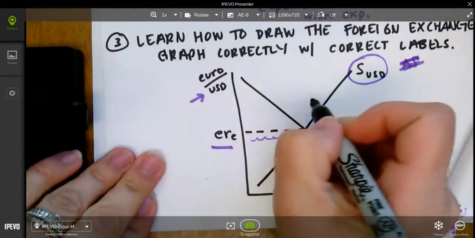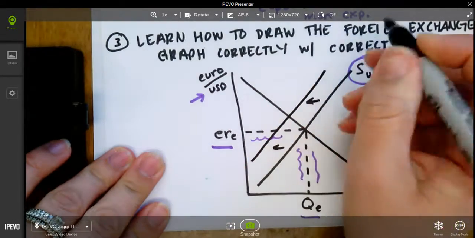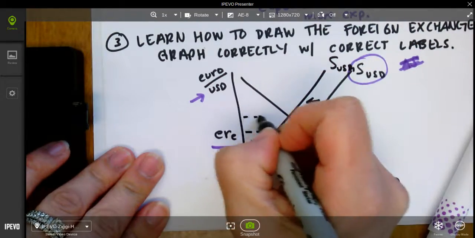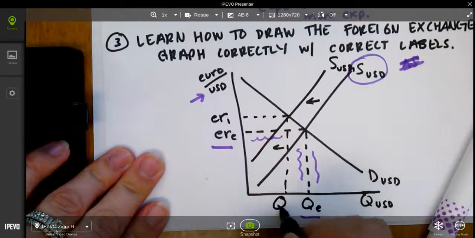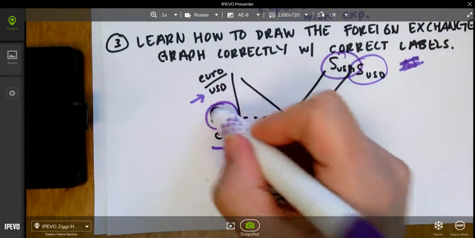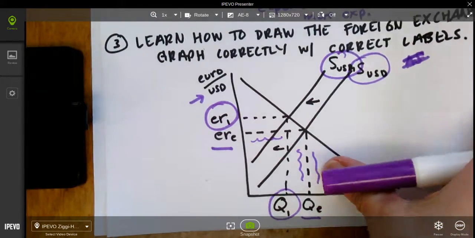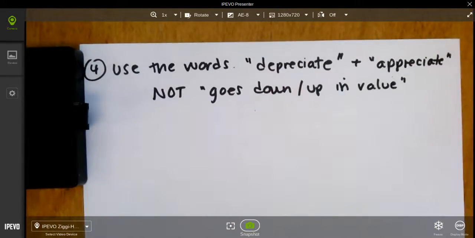So if the supply of a currency shifted to the left, shift it. Make sure you put this new label for the new supply line. Put your new dotted line. Put your new exchange rate. Put your new quantity. Many of you are missing the new labels, and therefore you're losing a point. And you're doing the work correctly, and you're not getting the point. So let's not lose points on things that we're doing correctly.